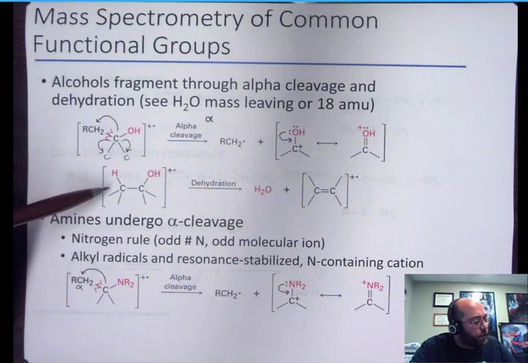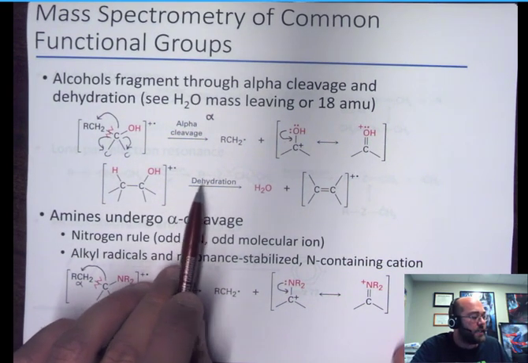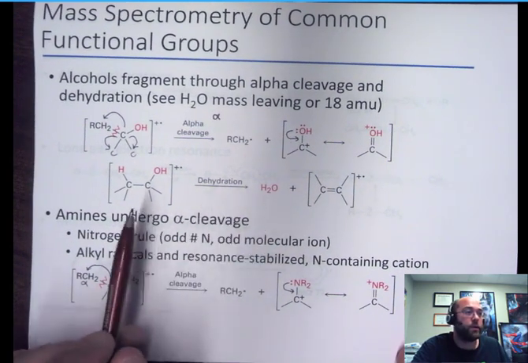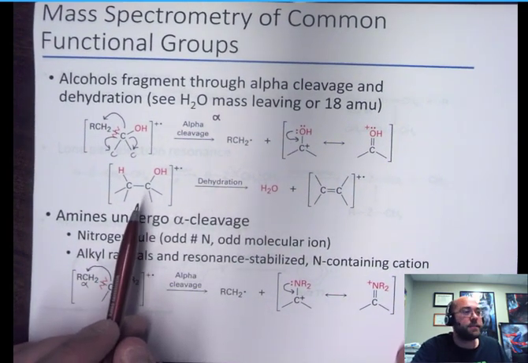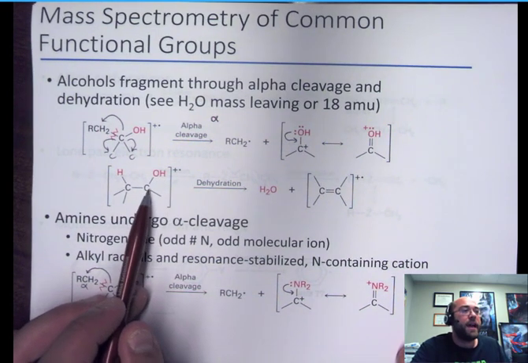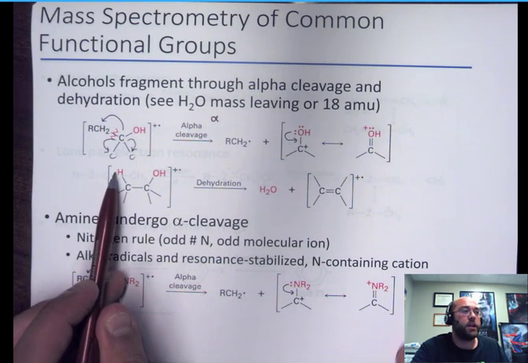Now, the other thing you can see quite frequently with alcohols is what's called a dehydration. You dehydrate, so you lose water. And that's why you see water as a product over here. In essence, what you're going to see is the alcohol, the OH, is going to leave, and then an alpha hydrogen is going to go.